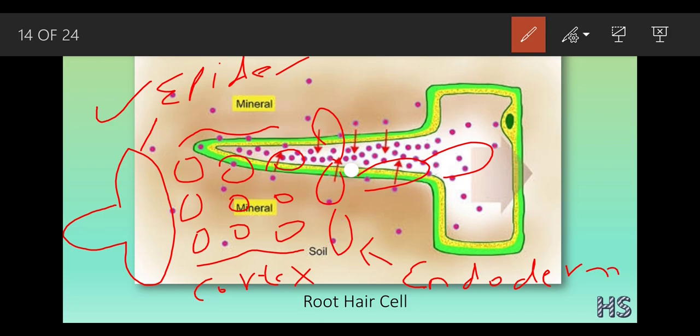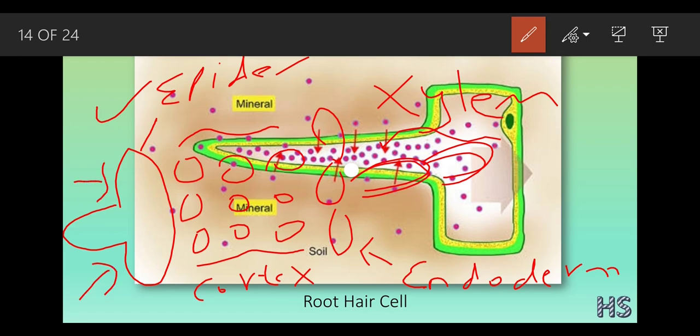Now we are going to move toward the stem region. This center part is called xylem. So what is going to happen when the water moves inside this root hair? More and more water molecules enter into this cortex region. When these cells get full, they transfer the water to the next cell.